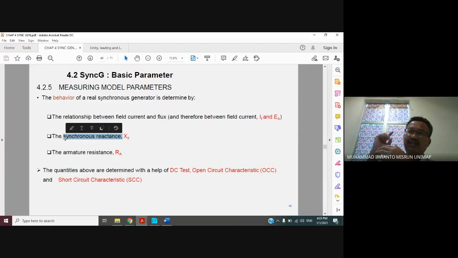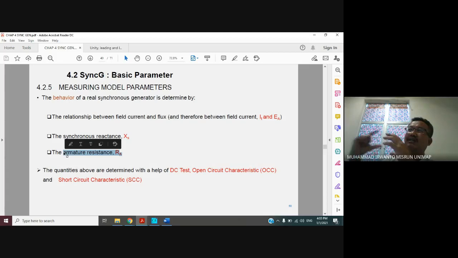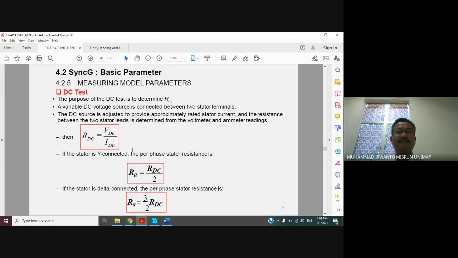And then the last value, armature resistance, can be obtained from the DC test. Connect two terminals and give a DC voltage source. After that, obtain the DC current and the DC resistance. Armature resistance for the Y connection is RDC over 2. That is lab 5, with its explanation.